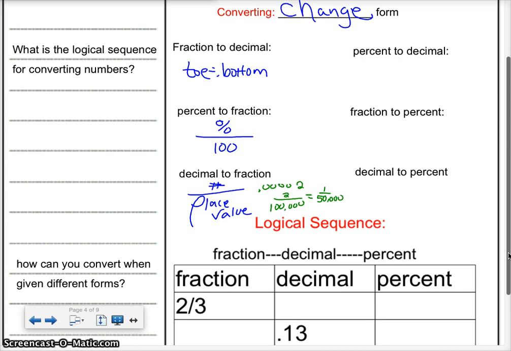Percent to a fraction, always simplify. So if I wanted to turn 12% to a fraction, you would do 12 out of 100. Simplify them, divide them both by 4, 3/25. 3 out of 25.